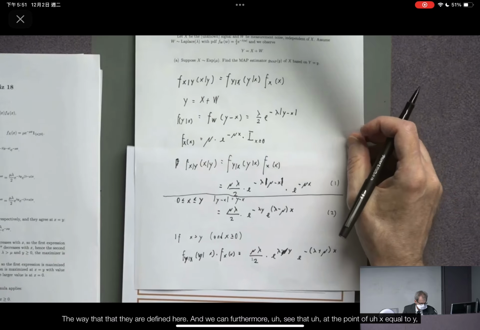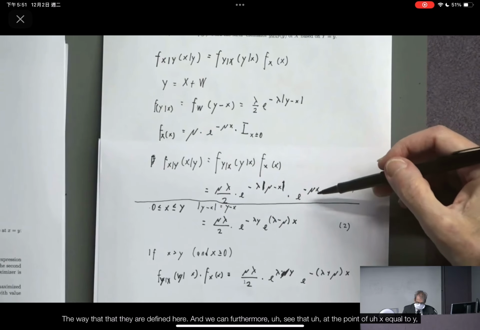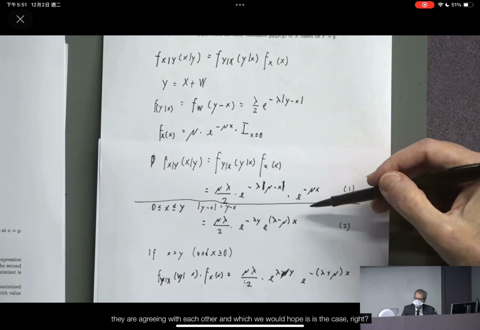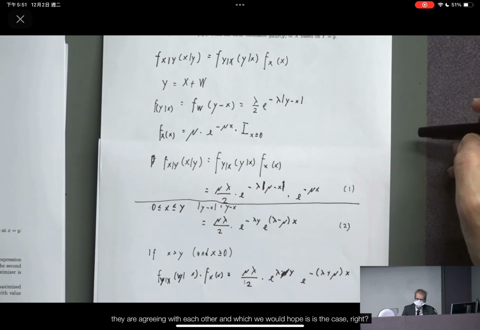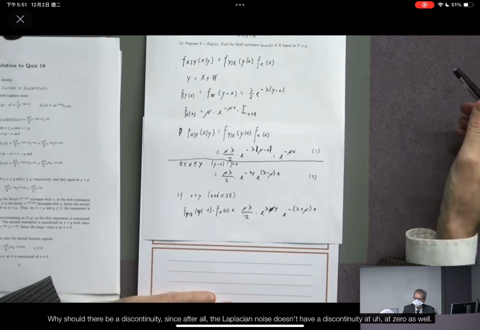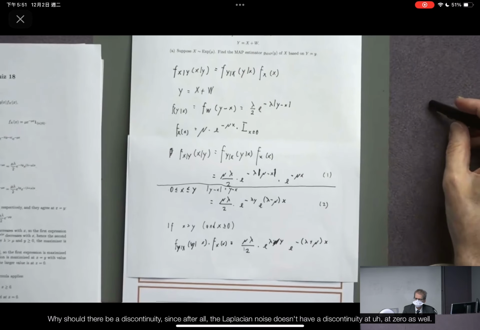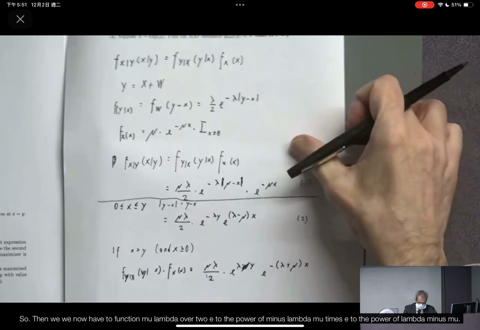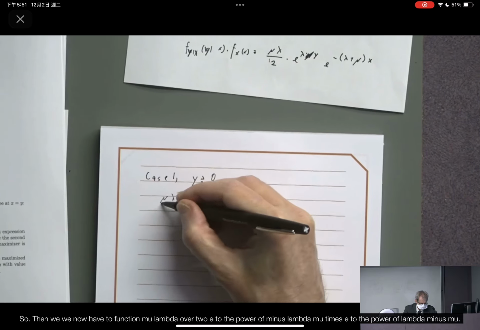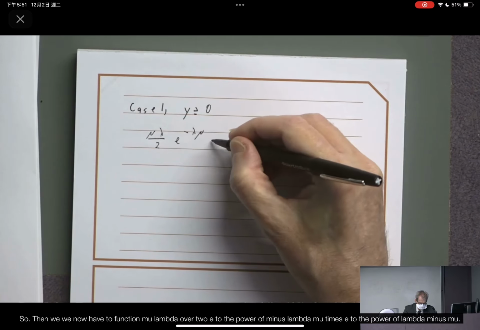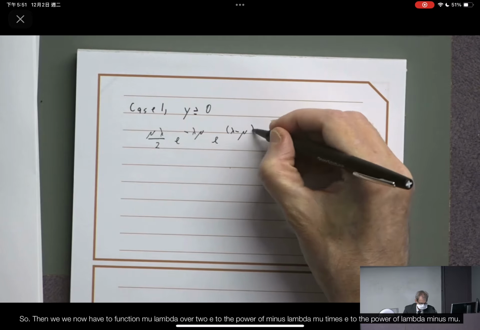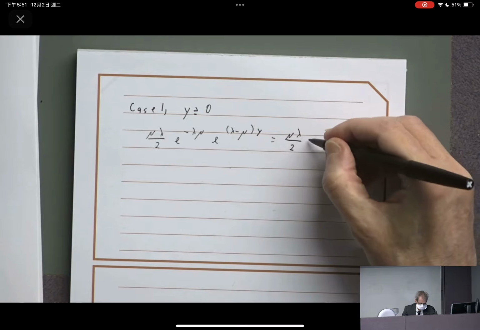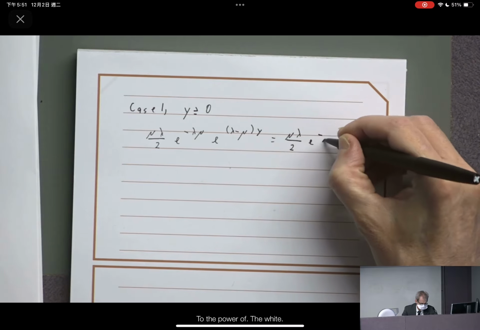And we can furthermore see that at the point of x equal to y, they are agreeing with each other, which we would hope is the case, right? Why should there be a discontinuity? Since, after all, the Laplacian noise doesn't have a discontinuity at 0 as well. So then we now have the function mu lambda over 2 e to the power of minus lambda mu times e to the power of lambda minus mu y is mu lambda over 2 e to the power of mu y.